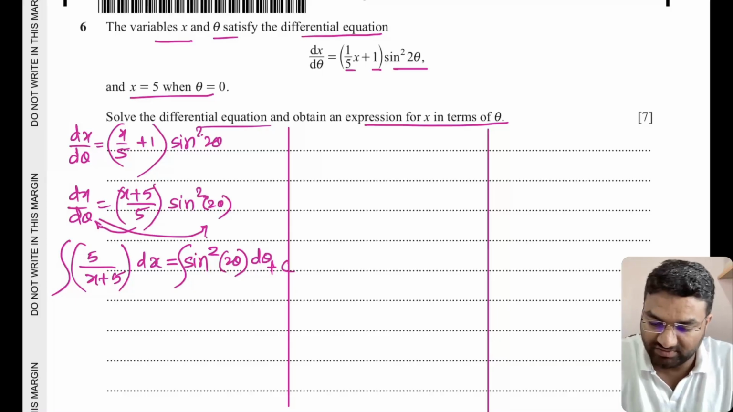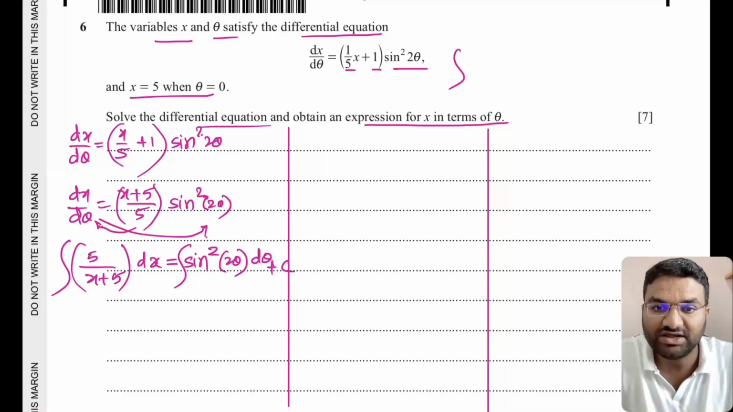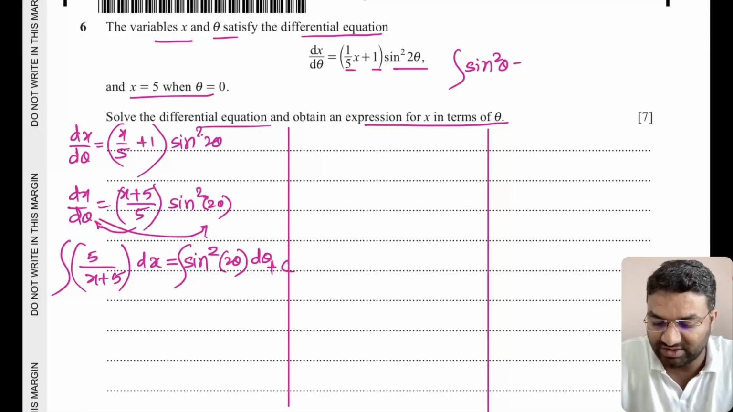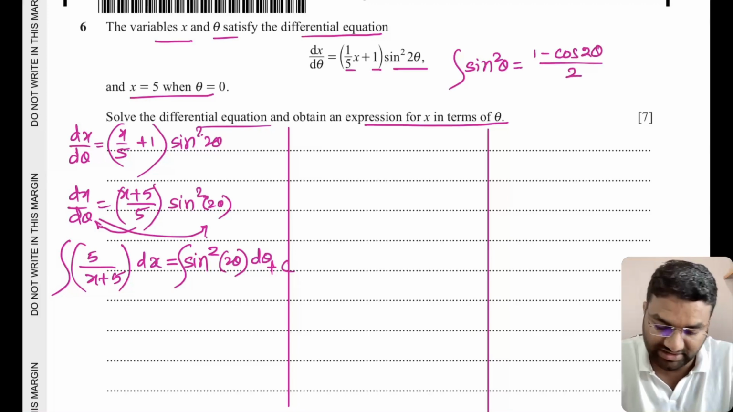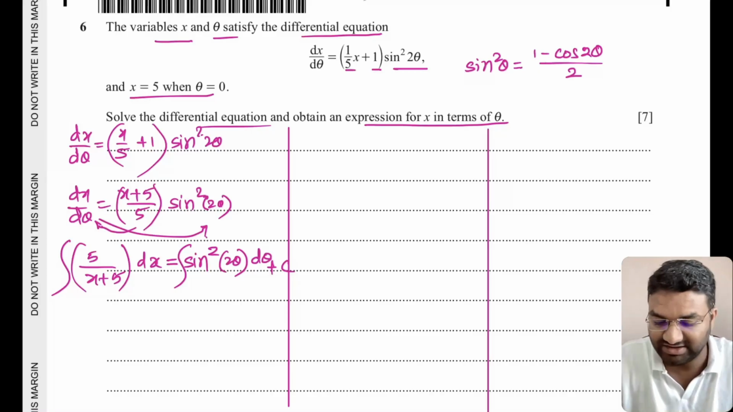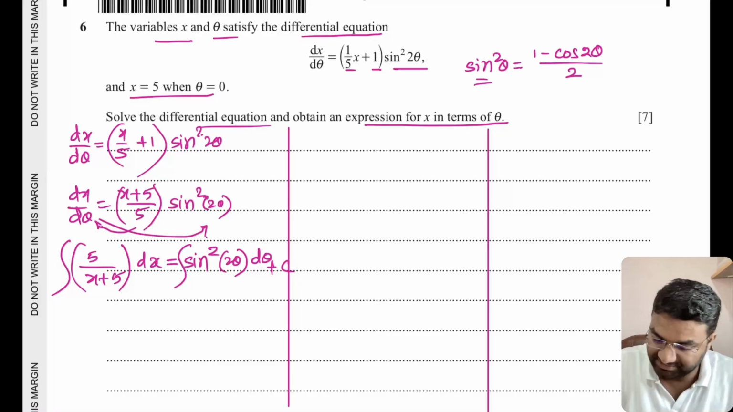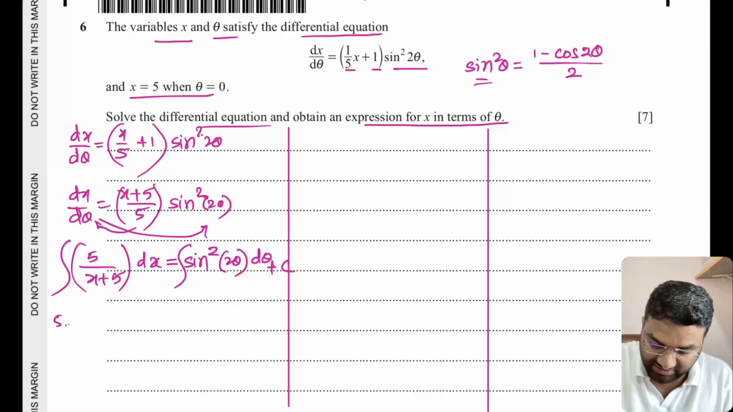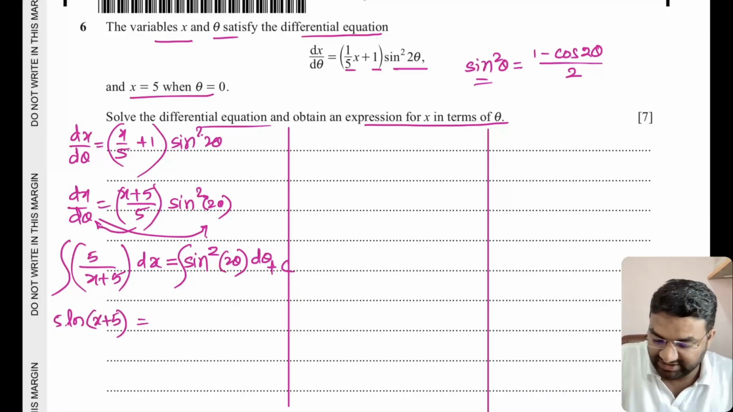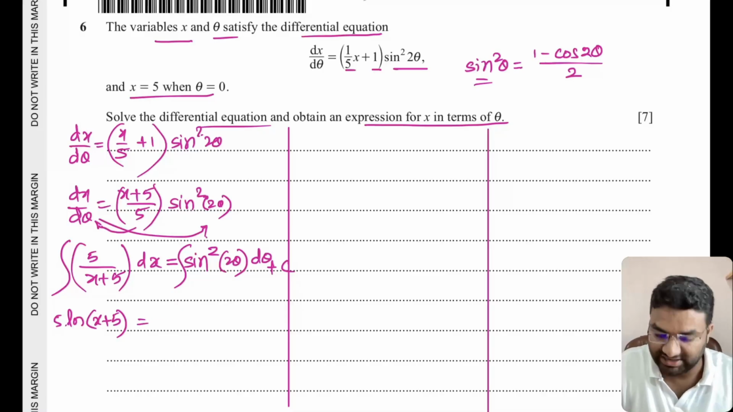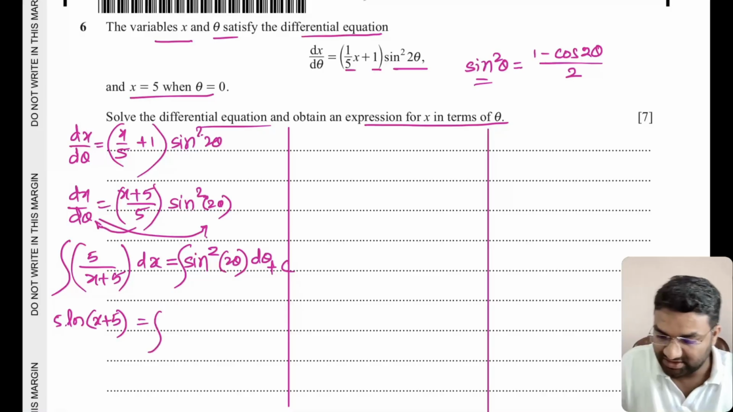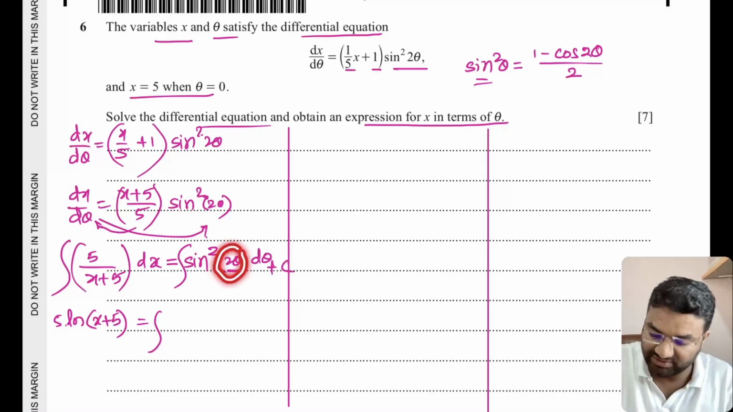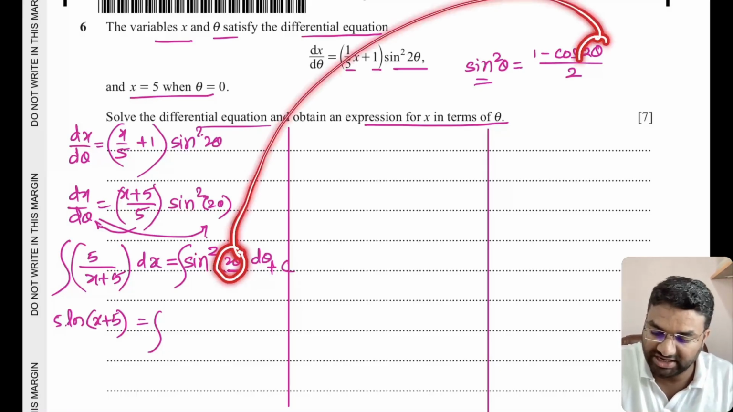So for your understanding, I will write here sine square theta. We firstly have to use the identity: sine square theta is equal to (1 minus cos 2 theta) upon 2. This integration symbol I will remove because it's not necessary here. So this identity we have to use. On the left hand side we have 5 ln of (x plus 5) is equal to, now for the integration of sine square 2 theta, we can write the integration of 1. Now if you look at this, 2 theta is there, so here it will be 4 theta.